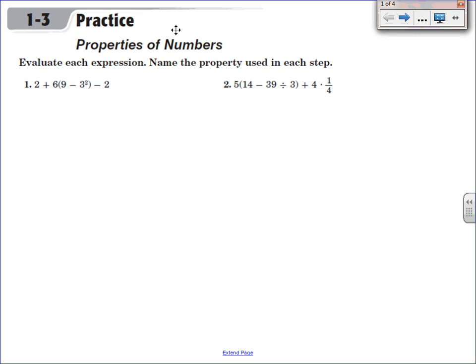So number 1, we have our order of operations, which goes by, please excuse my dear Aunt Sally: parentheses, exponents, multiplication, division, addition, subtraction. First we do what's inside the parentheses, and inside the parentheses we also follow order of operations. So 3 squared is what we're going to do first, and that is 9.